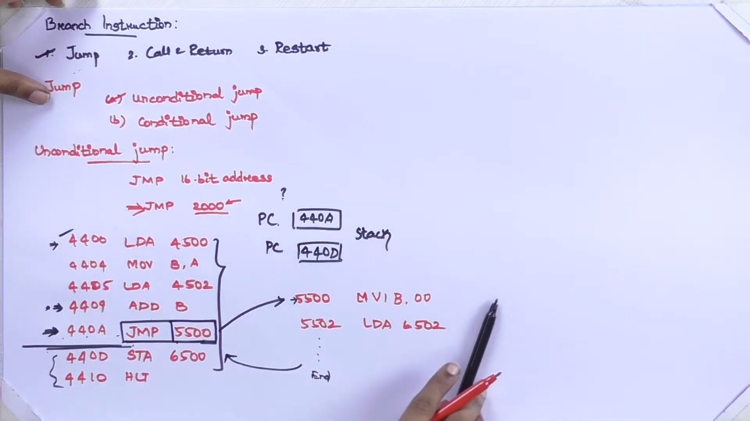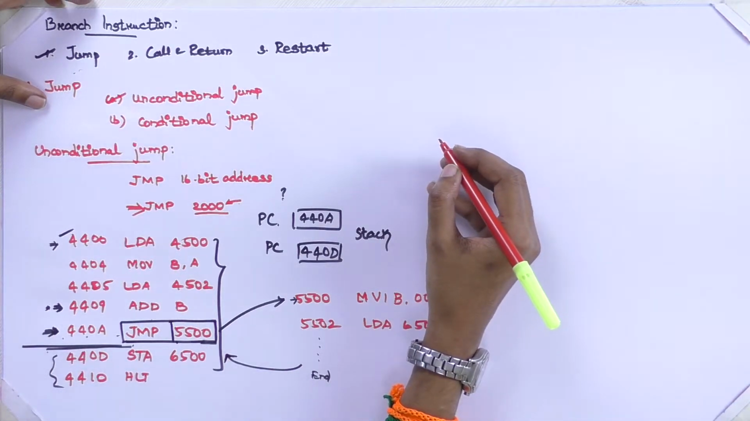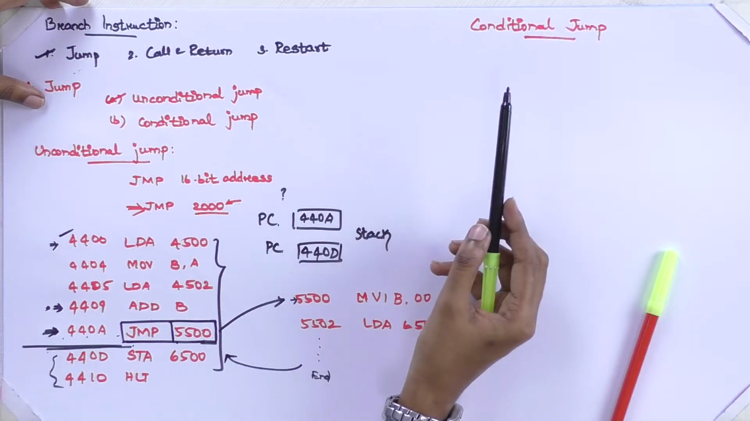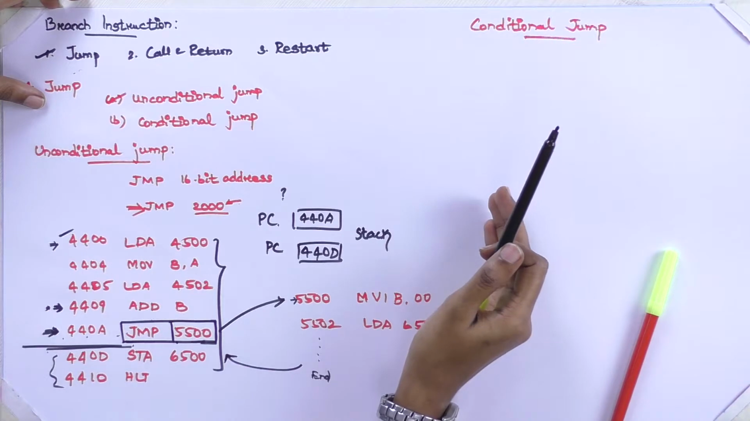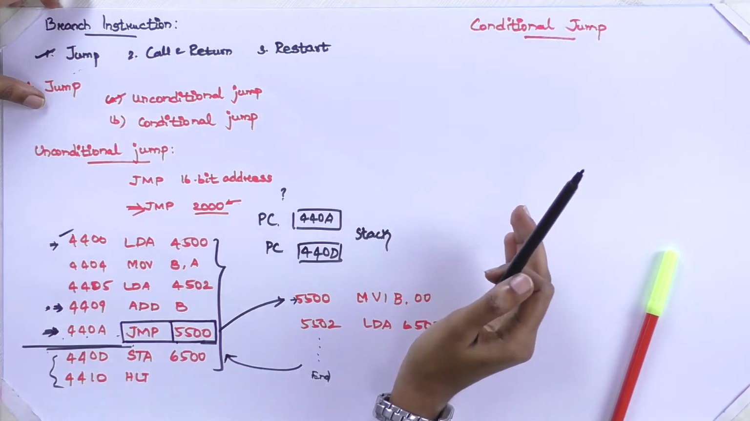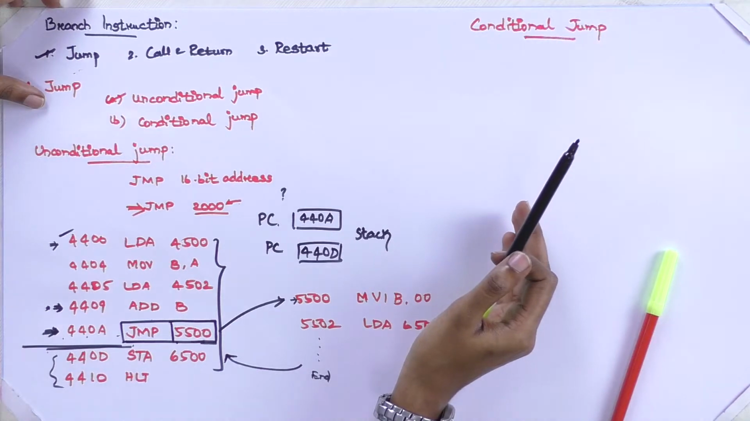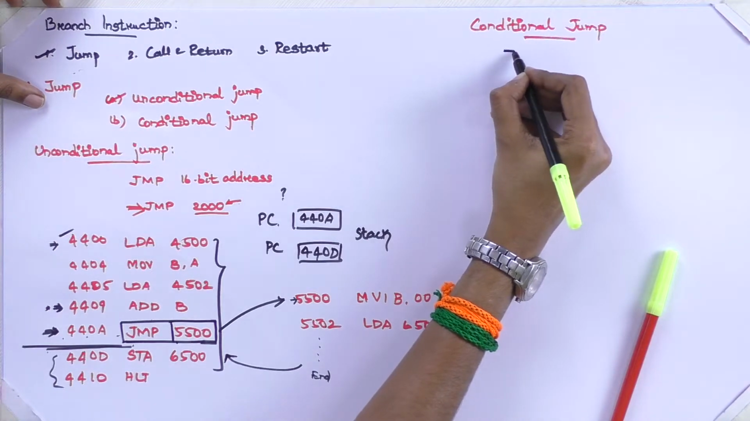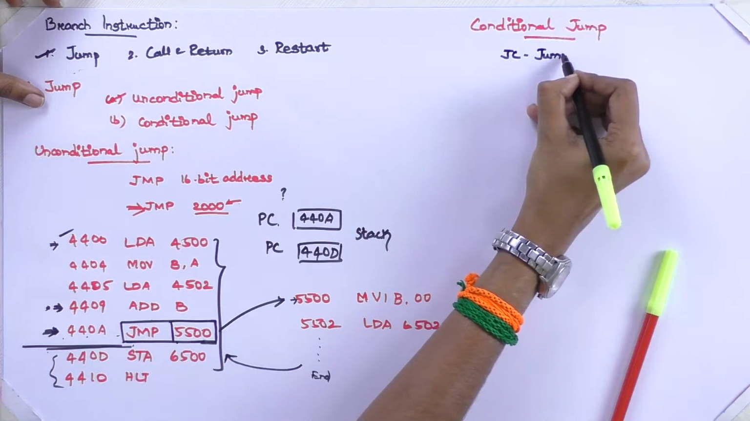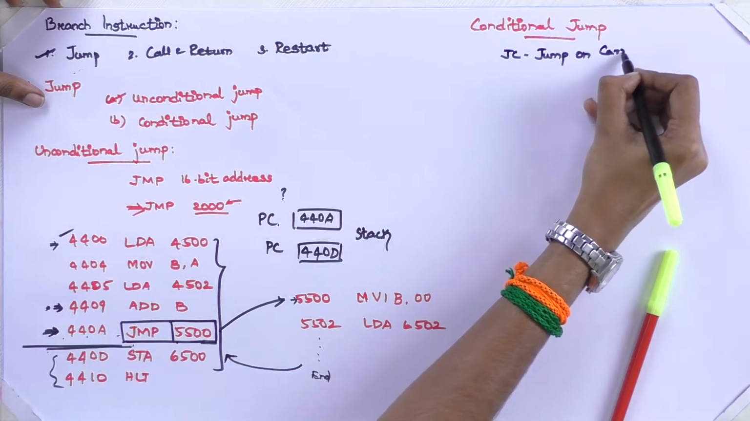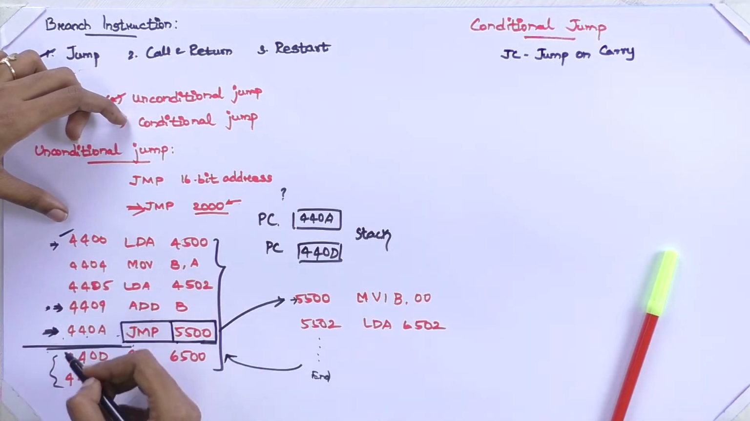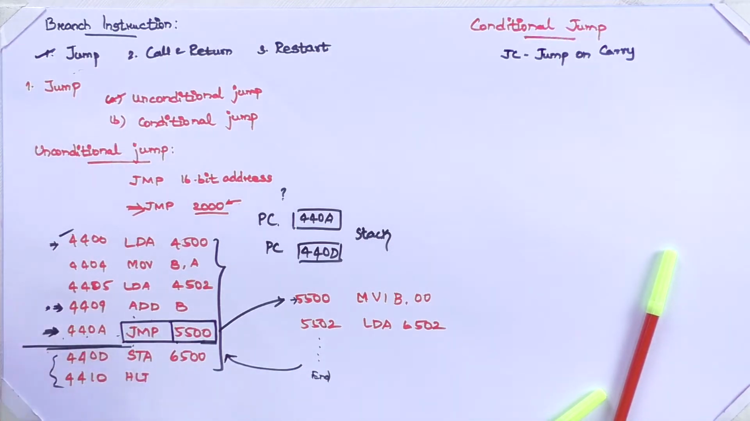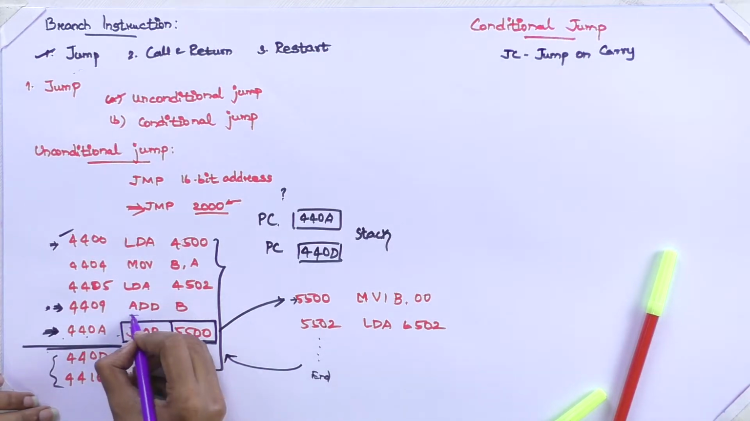Next we will see about the conditional jump. A conditional jump is the same as unconditional, but before it jumps, it has to meet or satisfy some condition. If the condition is satisfied, it will jump to that particular address. For example, JC is jump on carry. Consider the same example as here, but instead of jump, we have JC 5500.